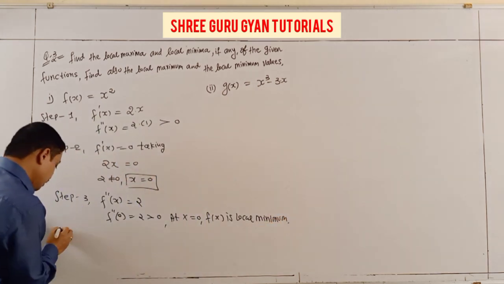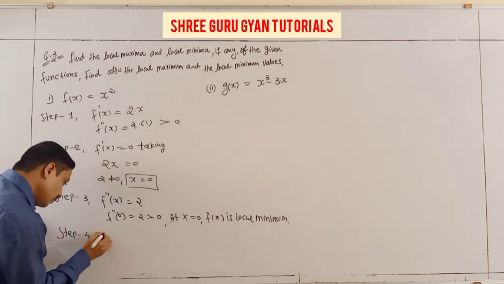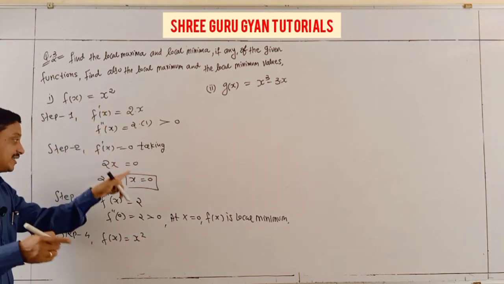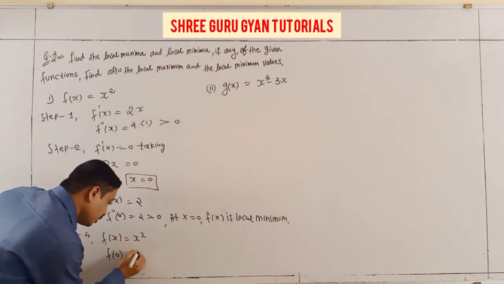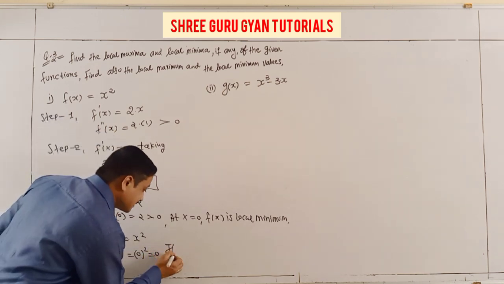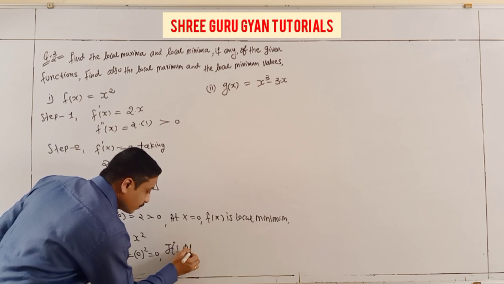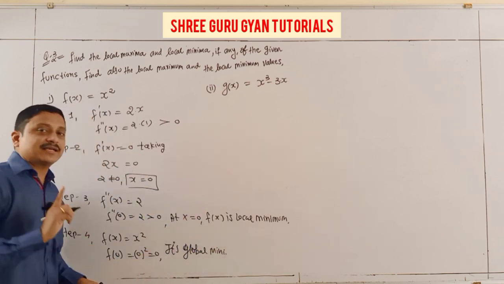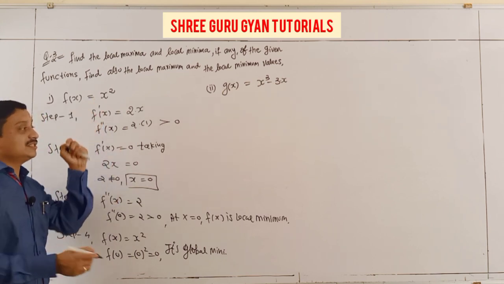Now I go to the last step. In f(x), students, put x equal to 0 and you get your answer. It's the global minimum value.